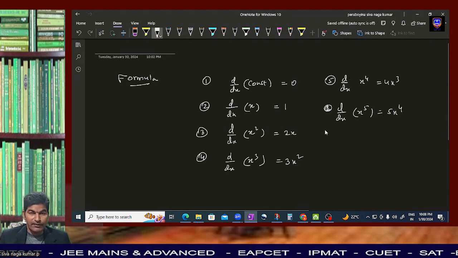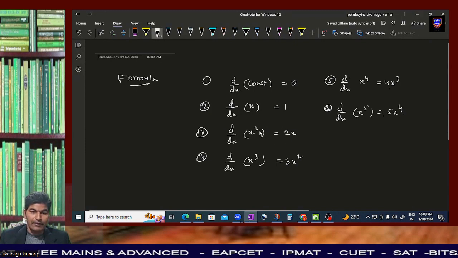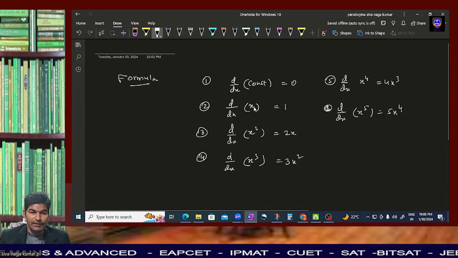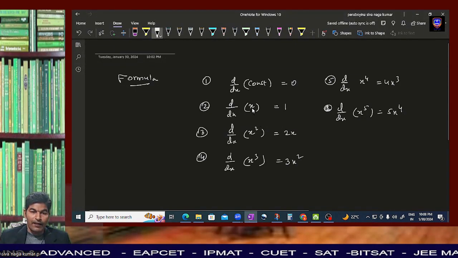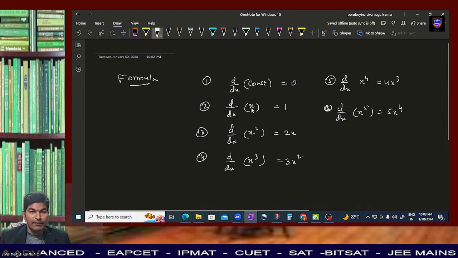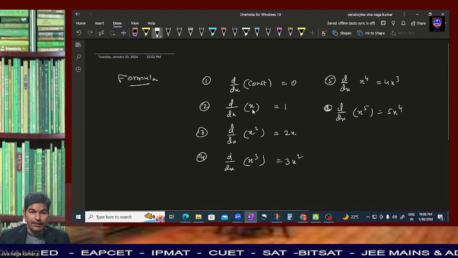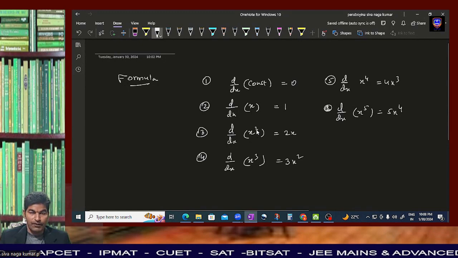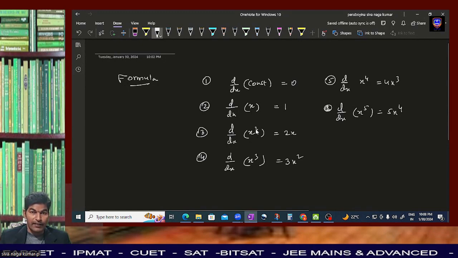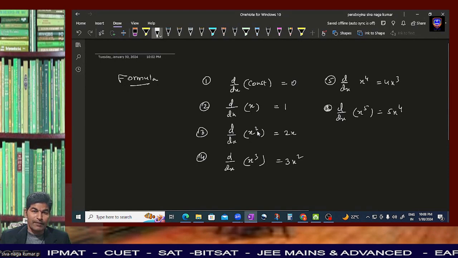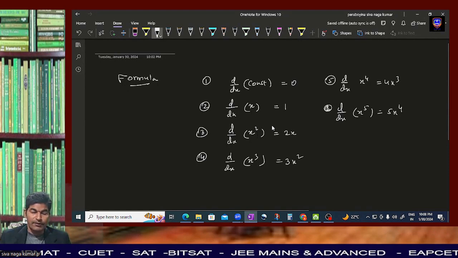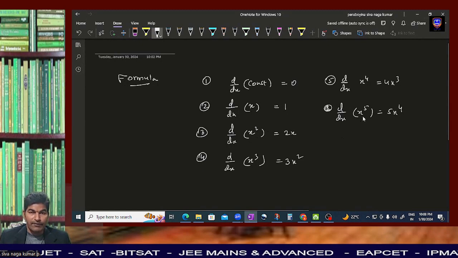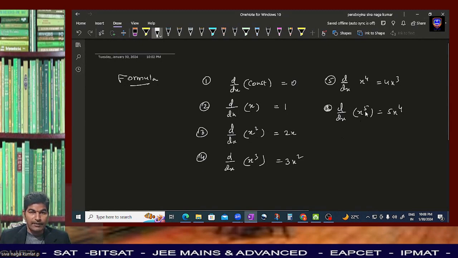Did you observe any pattern? Here the variable is x, and observe the base and power. Base is a variable, power is a number. Somewhere it is called exponent also, sometimes it is called index, sometimes it is called power. So base is a variable and power is a number.